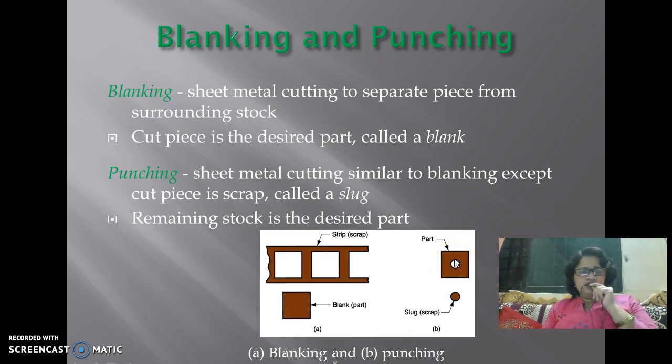It is similar to punching your paper for filing purposes. In that case, the paper is your workpiece, not that small cut circular piece of paper. Your paper is your workpiece, so it is called a punching operation. So this is the basic difference between blanking and punching. That is, the remaining stock is your workpiece, your desired part.